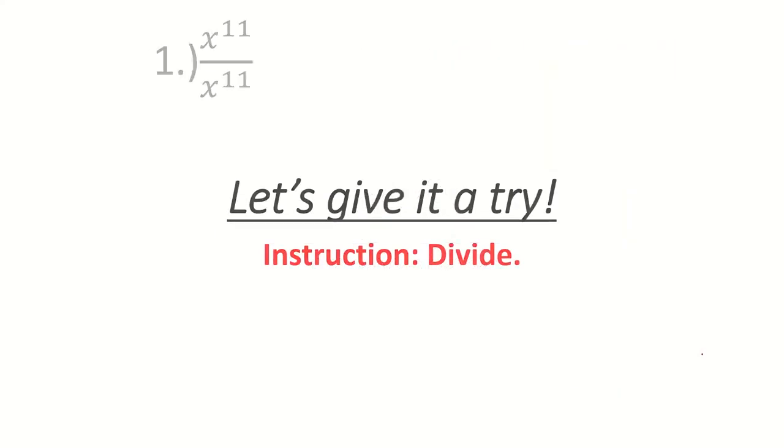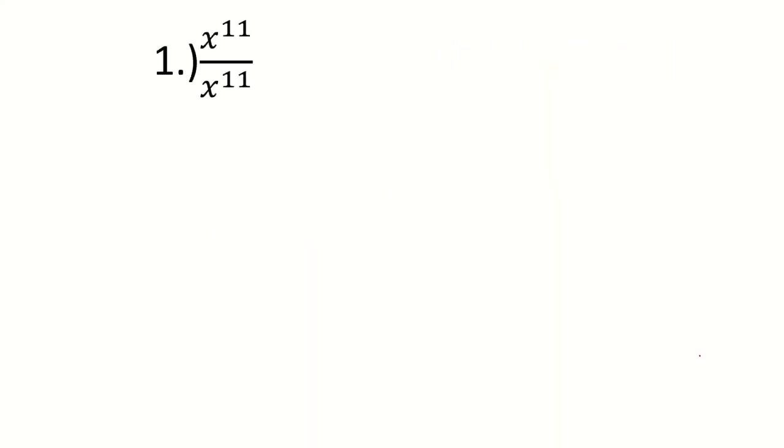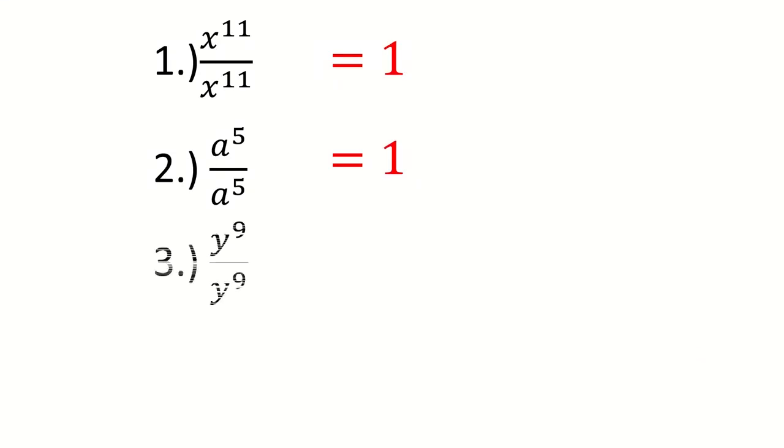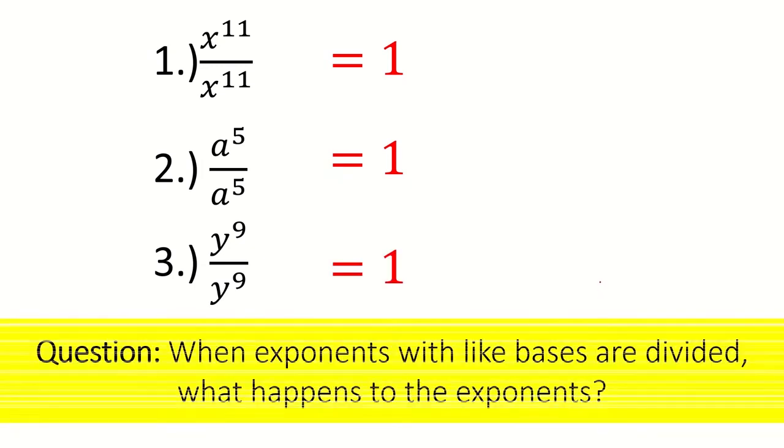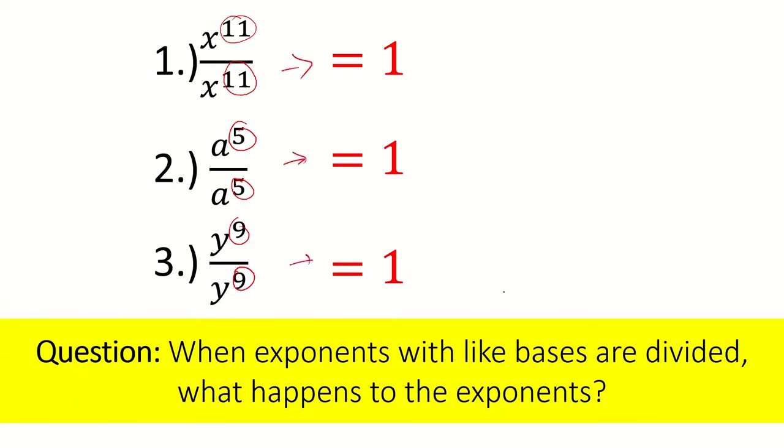Okay, very good. Let's give it a try. So what is x to the power of 11 divided by x to the power of 11? It's a 1. How about 8 to the power of 5 divided by 8 to the power of 5? It's again 1. y to the power of 9 divided by y to the power of 9 is equal to what? Okay, very good. That's a 1. So, if you notice, this time, the exponents are the same, and it always results in a 1.